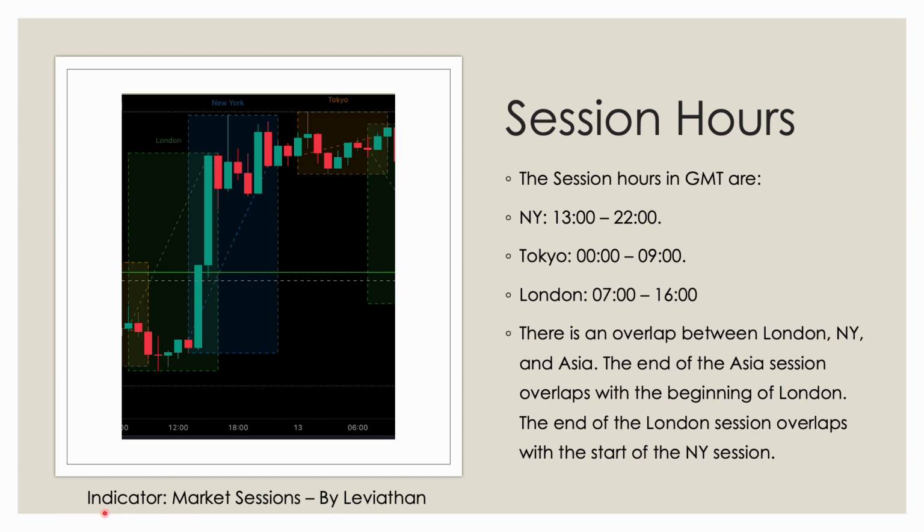There is a TradingView indicator called Market Sessions by Leviathan. I recommend that you download this indicator. It's free. Switch your charts to the 1 hour time frame, and you will see here London and the overlap with New York, Tokyo, and the overlap with London.